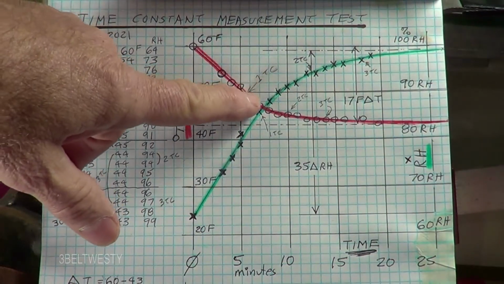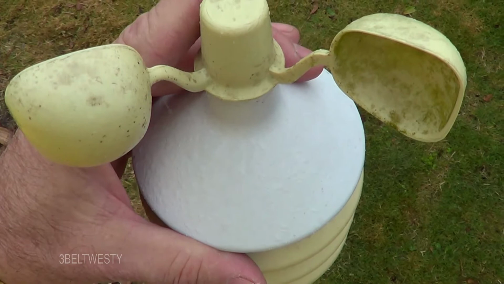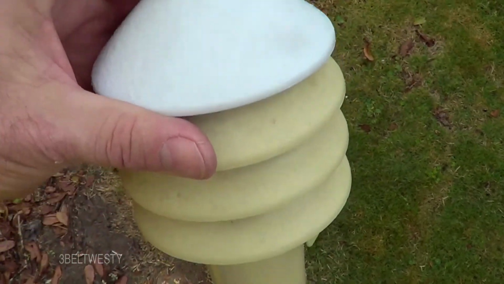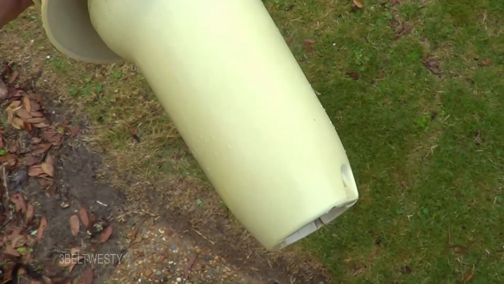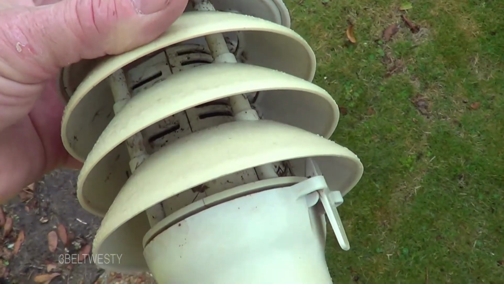The temperature probe has a time constant of about 5 to 5.5 minutes, and the humidity sensor is about 6 to 7. I just replaced the batteries in this Rite weather station, so I measured the time constant of the sensors for the temperature and the relative humidity.